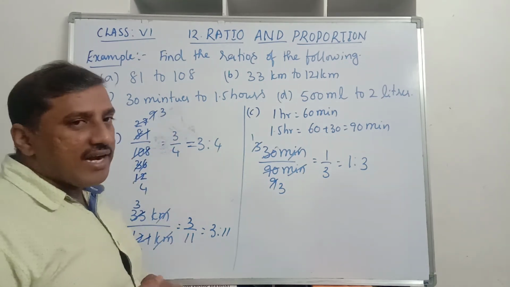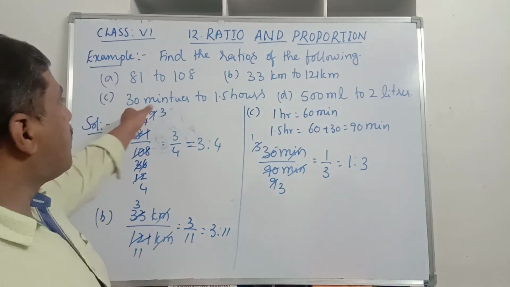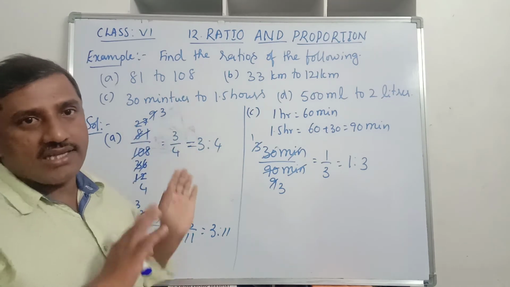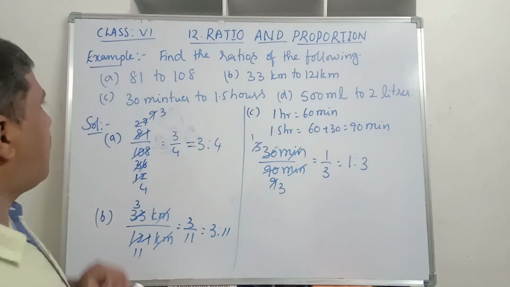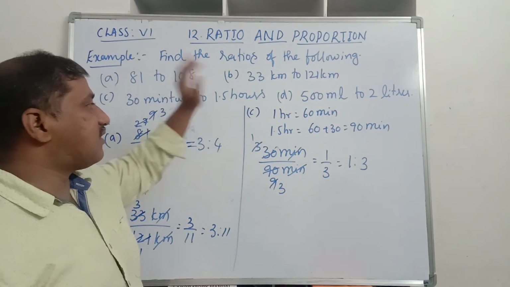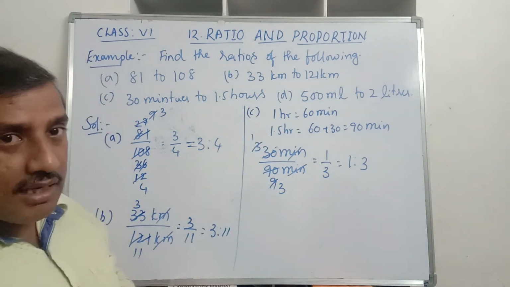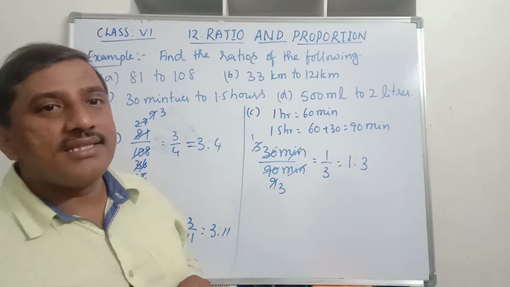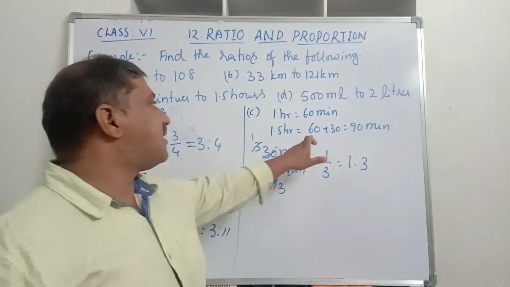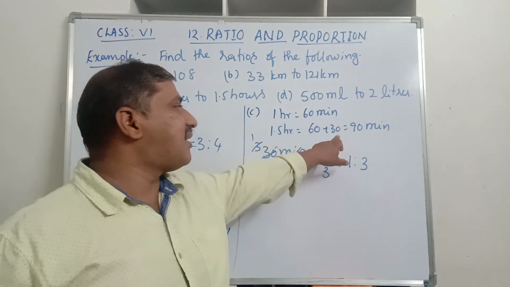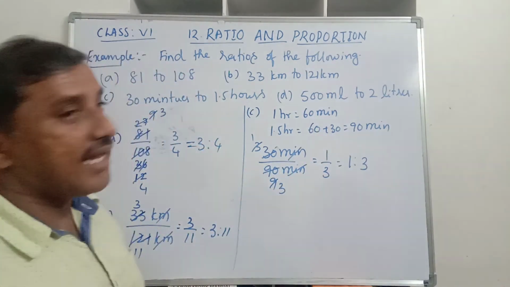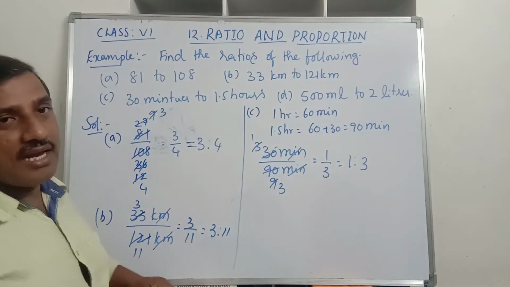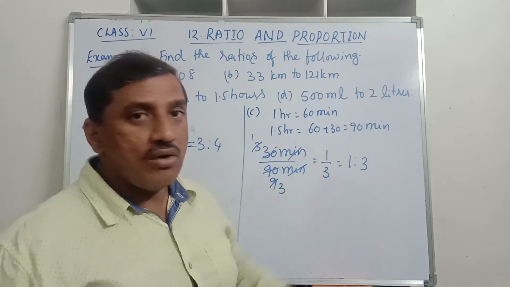So what we did here in this C bit is that the units were different. We converted the units to the same kind, that is hours to minutes. We know 1 hour is equal to 60 minutes. 1.5 hours means 1 hour 30 minutes. That is 1 hour is 60 minutes, half an hour is 30 minutes, 60 plus 30 is 90 minutes. And then we simplified and got 1 is to 3.